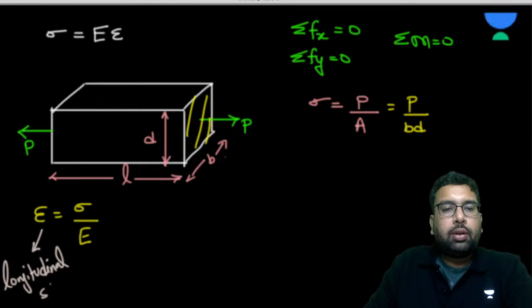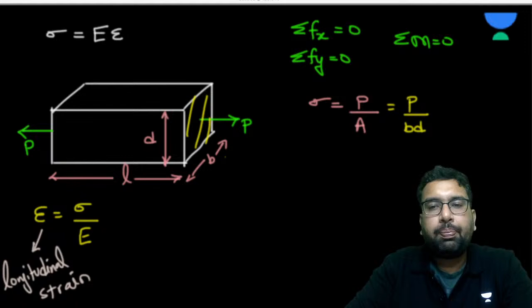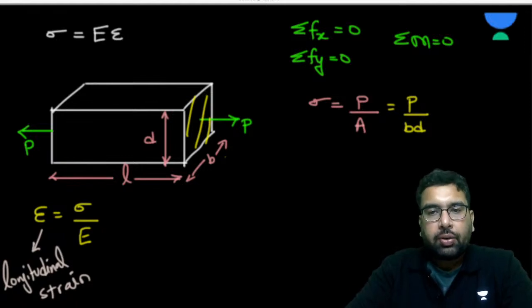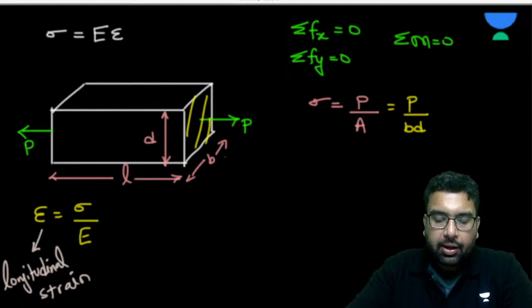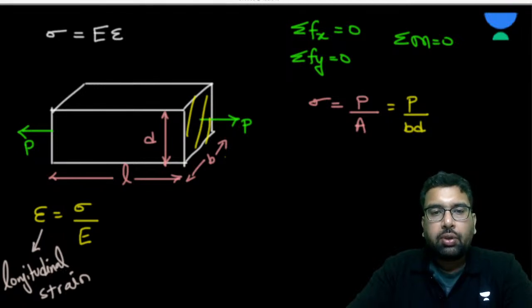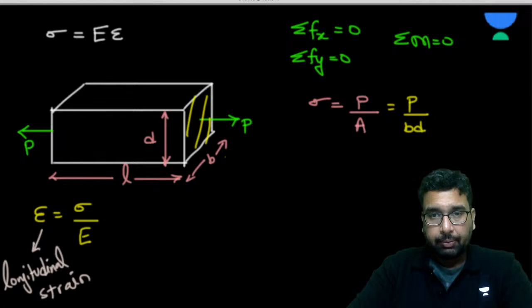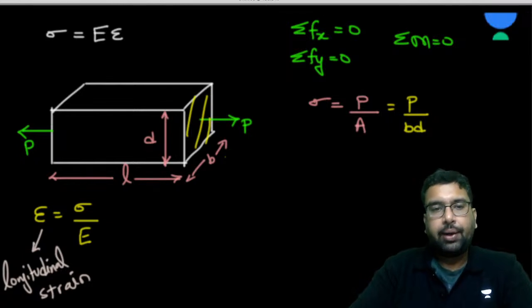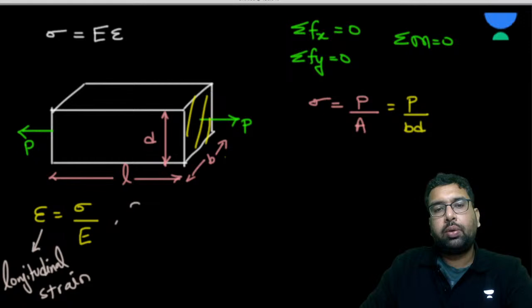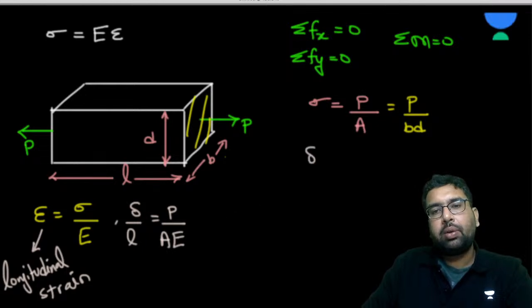Now longitudinal strain has nothing to do with the length, but actually it is the strain parallel to the direction of the force. The strain in the direction parallel to the direction of the force is what we call the longitudinal strain. So Hooke's law relates the longitudinal stress and longitudinal strain. So what is going to be this longitudinal strain? This is going to be delta by L equals sigma by E, that is P by A into E. So delta will become PL upon AE.